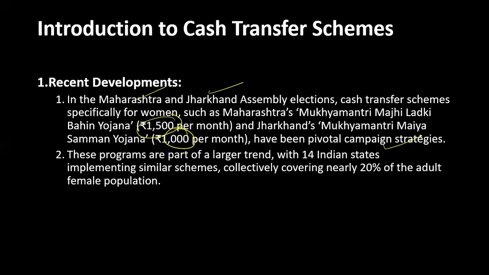And over a period of time, you can also see that these schemes will not be able to run for a longer period because they will not be able to accommodate all of us. These programs are part of a larger trend, with 14 Indian states implementing similar schemes. These are examples of two; I have also added one more example of Karnataka, right? But you need to understand that there are 14 Indian states implementing similar schemes, collectively covering somewhere around 20% of the adult female population. So 20% of the adult female population is getting some or other direct benefit transfer, right?